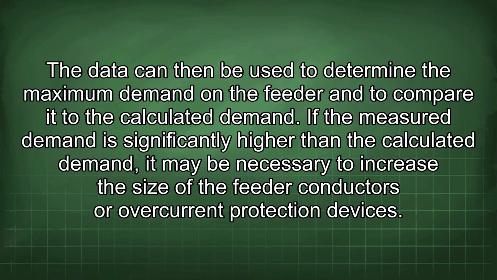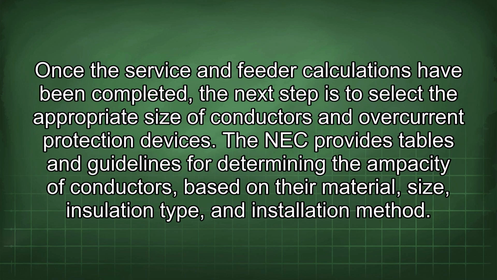The data can then be used to determine the maximum demand on the feeder and to compare it to the calculated demand. If the measured demand is significantly higher than the calculated demand, it may be necessary to increase the size of the feeder conductors or overcurrent protection devices. Once the service and feeder calculations have been completed, the next step is to select the appropriate size of conductors and overcurrent protection devices. The NEC provides tables and guidelines for determining the ampacity of conductors, based on their material, size, insulation type, and installation method.